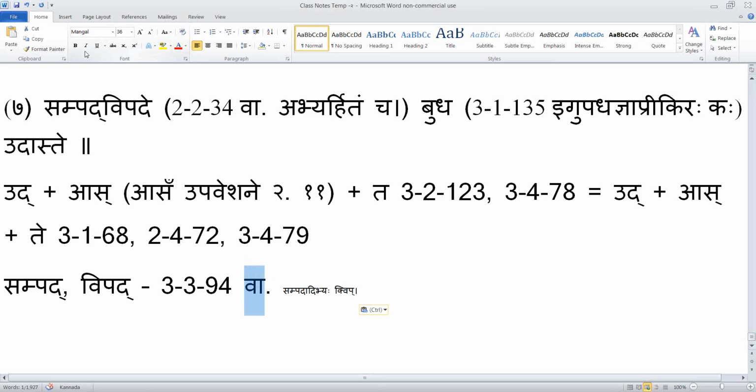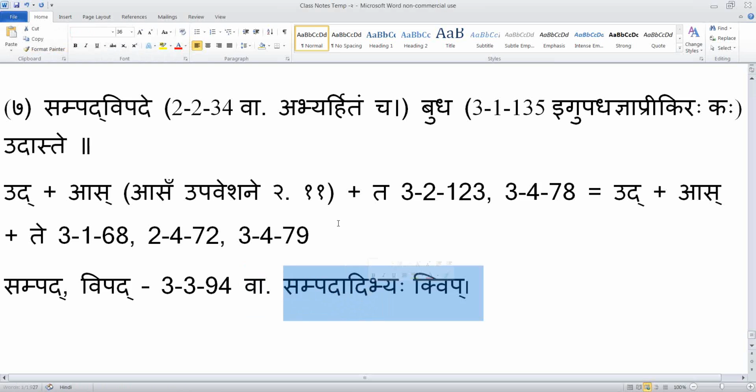Sampad-adibhyah kvip. Okay, I think that's a straightforward example. So the final meaning is that the wise man is unmoved in prosperity and adversity.